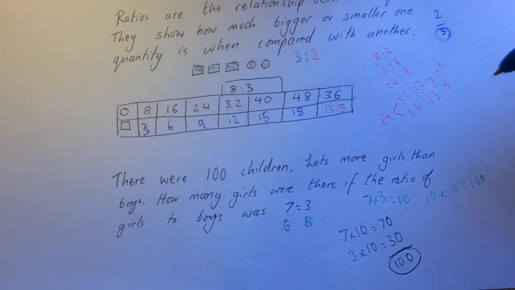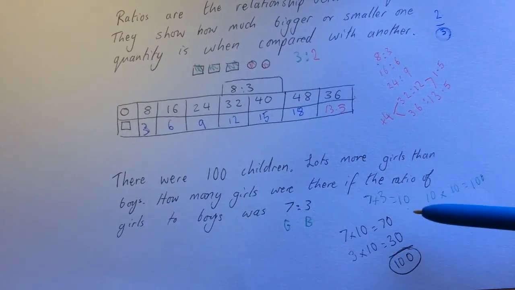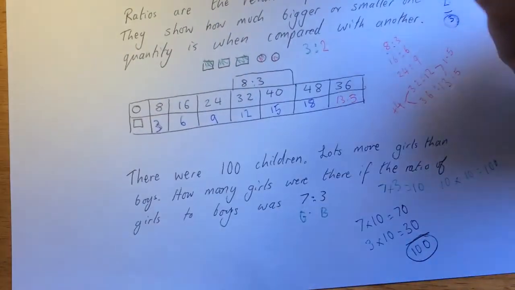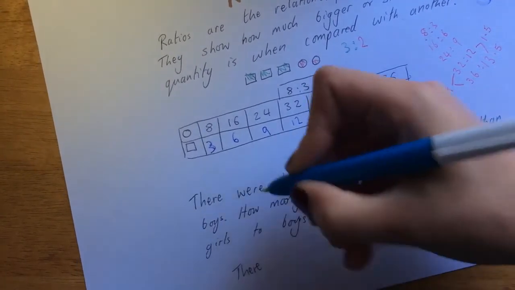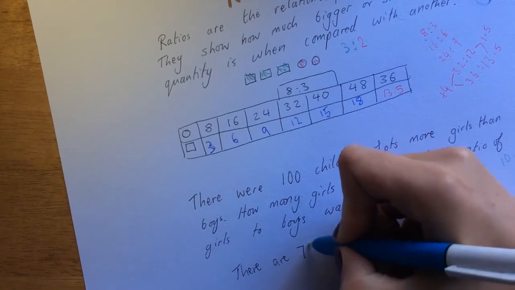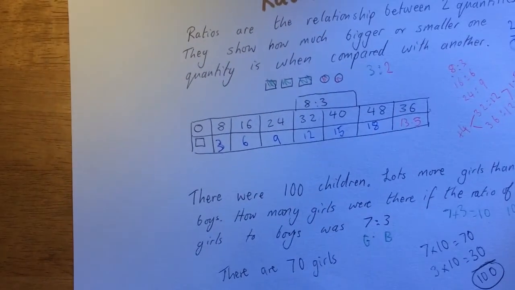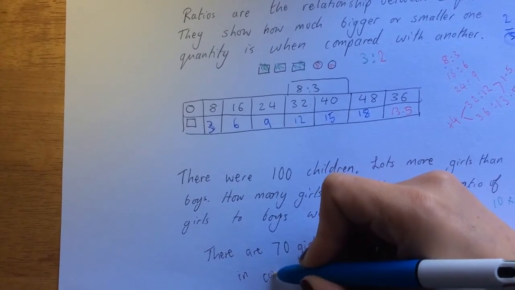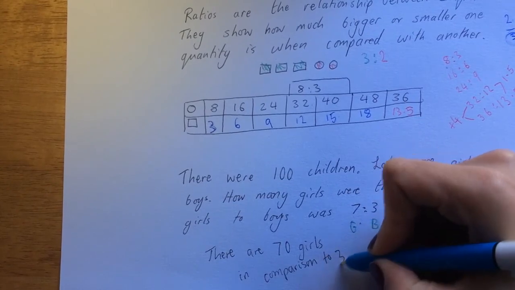So now I have to reread my question and see what it's actually asking me to answer. So 100 children, lots more girls than boys. How many girls were there? Okay, so we know there are more girls. So there are 70 girls. And if you really wanted to be very clear, you could say there are 70 girls in comparison to 30 boys.